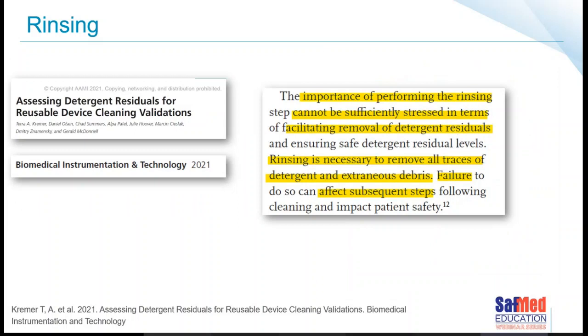The whole aspect of this research was about finding ways to verify the fact that we'd rinsed off the various detergent residuals and the importance thereof. And it goes on to sum up that the importance of performing the rinsing step cannot be sufficiently stressed in terms of facilitating removal of detergent residuals and, of course, any bits or traces of debris that are left over there. Failure to do so can affect subsequent steps and will impact patient safety.